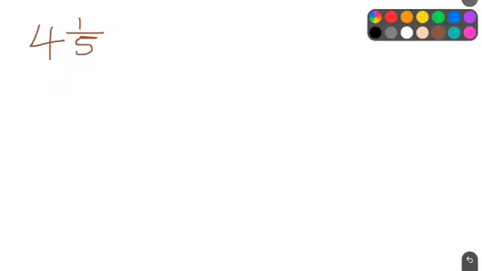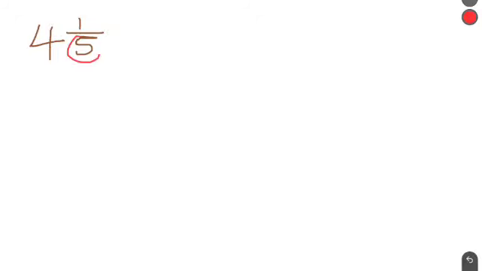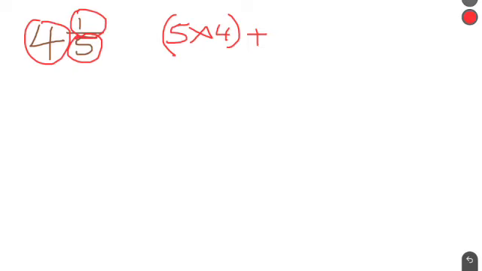Okay, we have 4 and 1/5. Okay, so we take this denominator, and we multiply it with the whole number, which is 4. Put those in brackets, and you want to add the numerator, which is 1. 5 times 4 is 20, plus the 1 makes it 21.